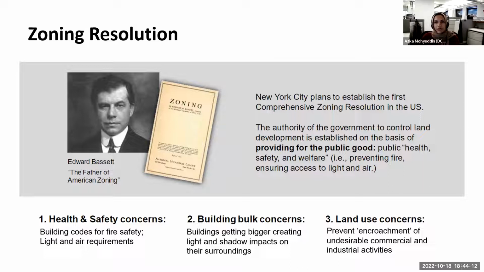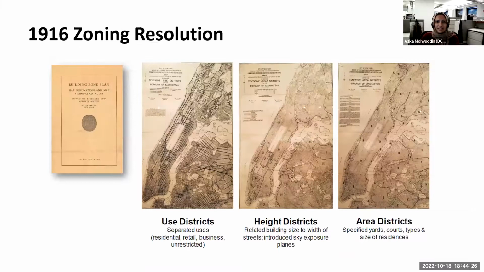And at that time, again, the concerns that led to the zoning resolution were more public health and safety related, more land use concerns related and bulk related. So the first zoning resolution in 1916 really just addressed these concerns.